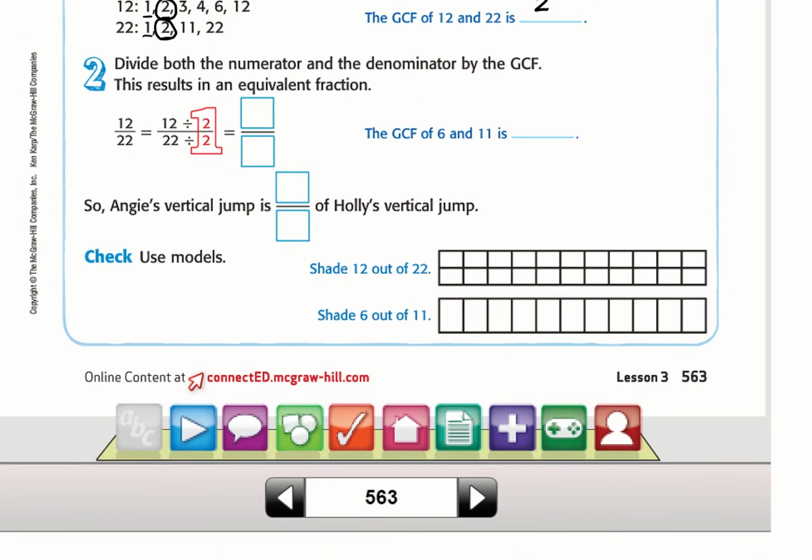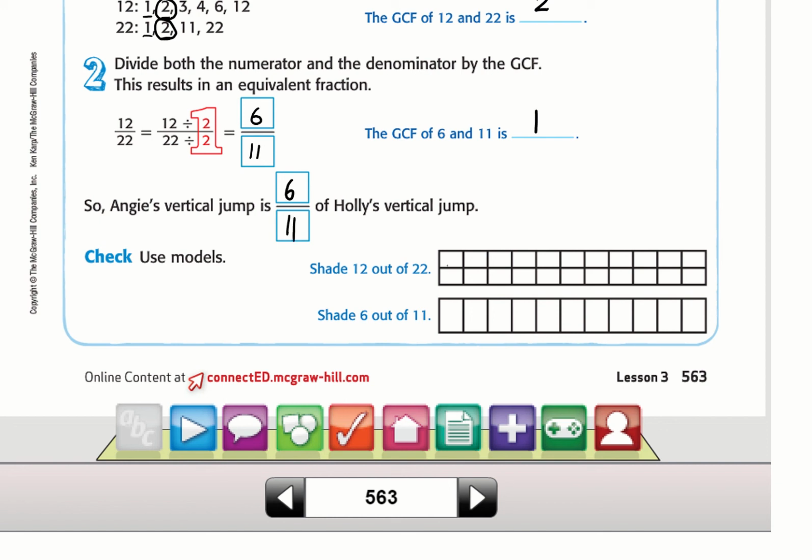Alright, so it says divide both the numerator and the denominator by the greatest common factor. This results in an equivalent fraction. The greatest common factor is 2, so I'm going to do 12 divided by 2 and 22 divided by 2. That's going to be 6 and 11. The only common factor 6 and 11 have is 1, so once their greatest common factor is 1, that means our fraction is in simplest form. So Angie's vertical jump is 6 of 11.